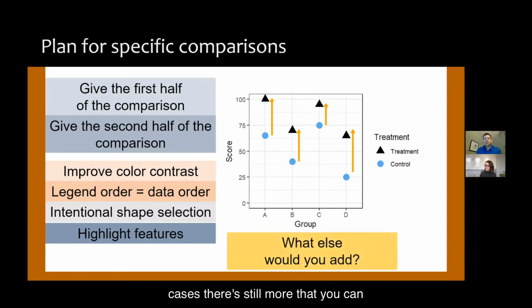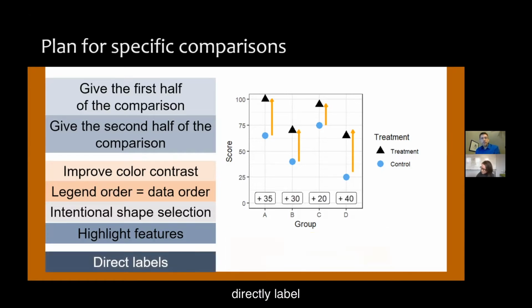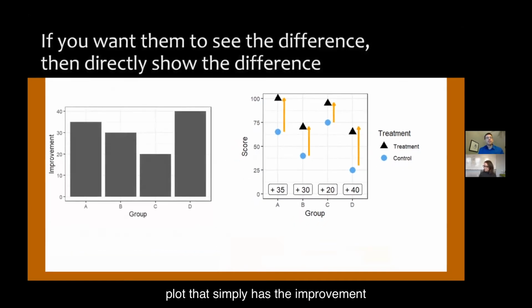And in some cases, there's still more that you can add here. All right, so you might think, well, what are we trying to get out of this plot? We want to know how much better the treatment is compared to the control. And I might directly label the amount of improvement we see in each group. Okay. And if this is the only thing you're going for, then you might just produce a plot that simply has the improvement, right? So there are different reasons you might choose the plot on the left or the right. Now, the plot on the left is maybe less visually appealing, but it is more direct if what you're interested in is just the improvement score.